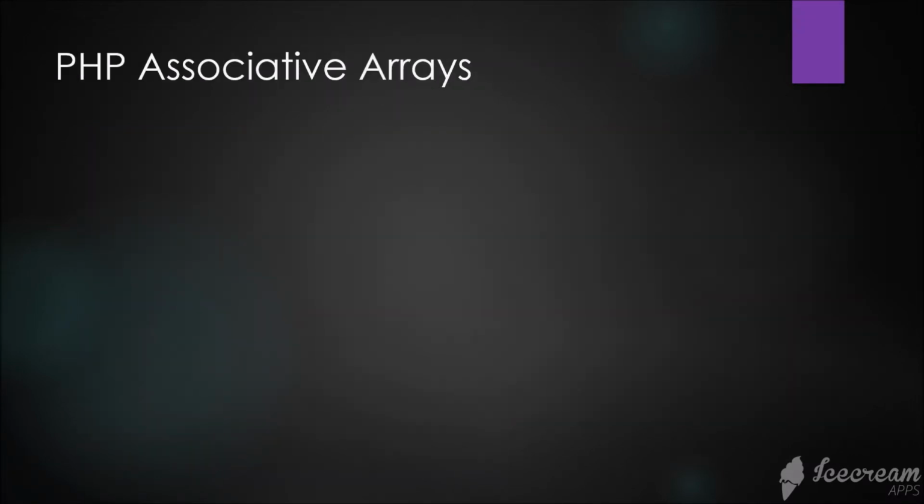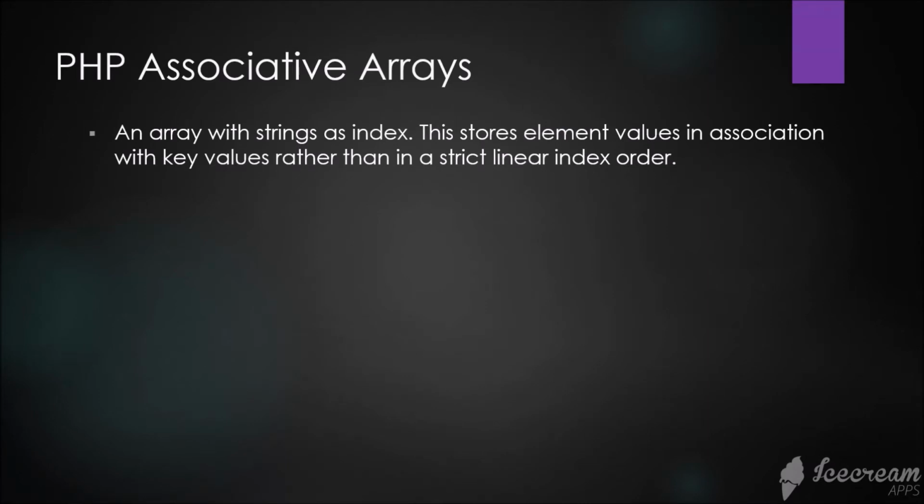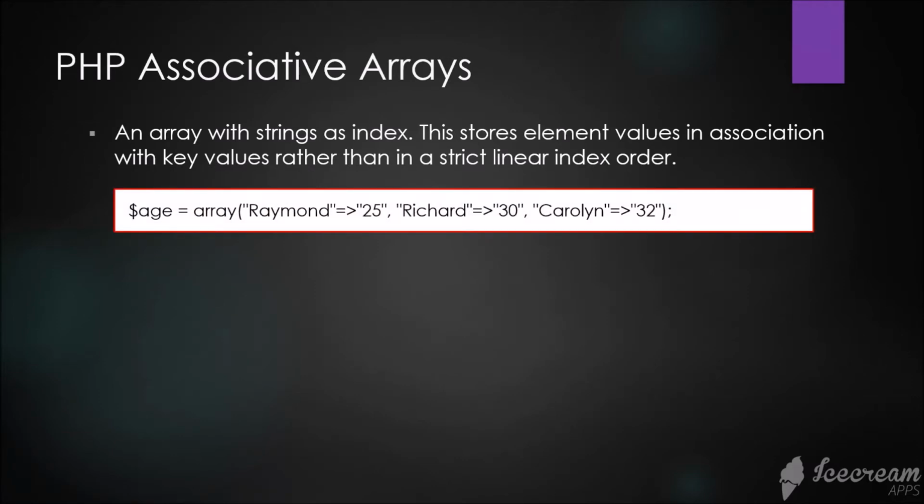Okay, next array that we have is the PHP Associative Arrays. An array with strings as index. This stores element values in association with the key values rather than in the strict linear index order. So we have here our sample array. So the index, comparing to numeric, this one is the index, is a string. Okay? Then the value, of course, is here.